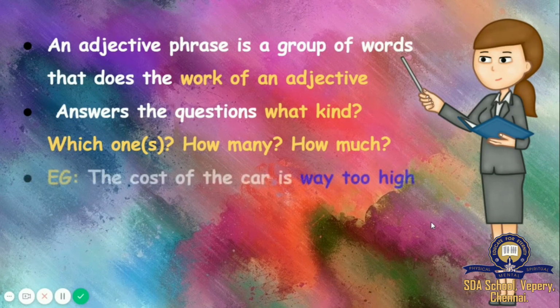For example, the cost of the car is way too high. So here, high is an adjective, and way too is just helping the main word high. So here, way too high is an adjective phrase.